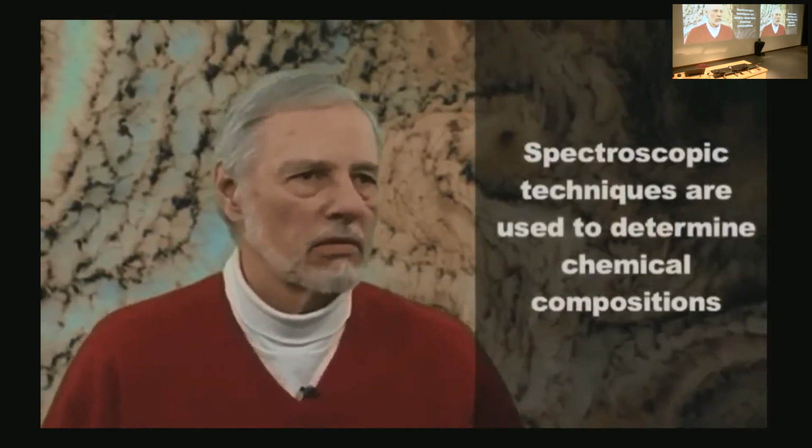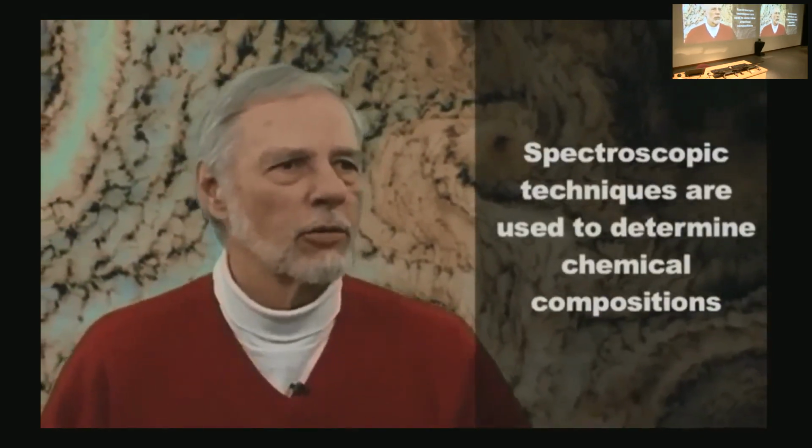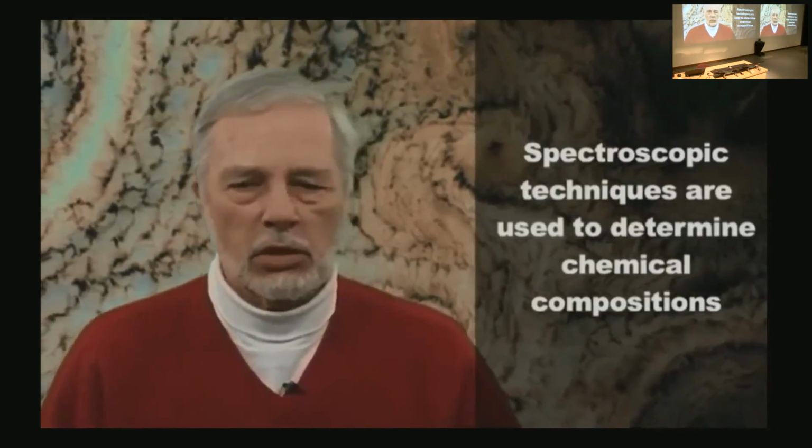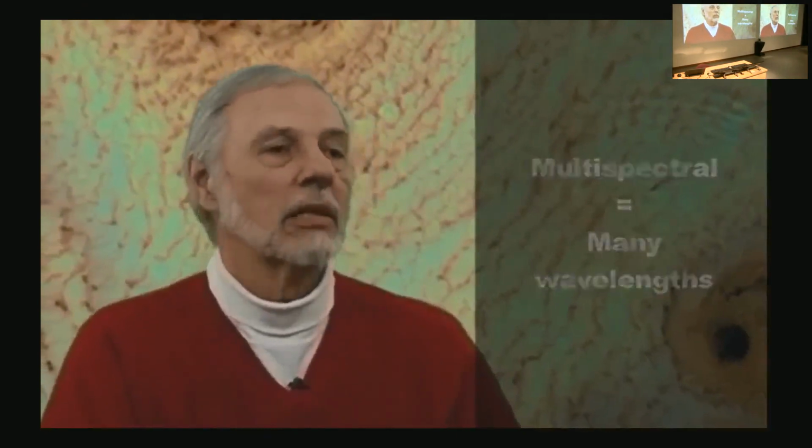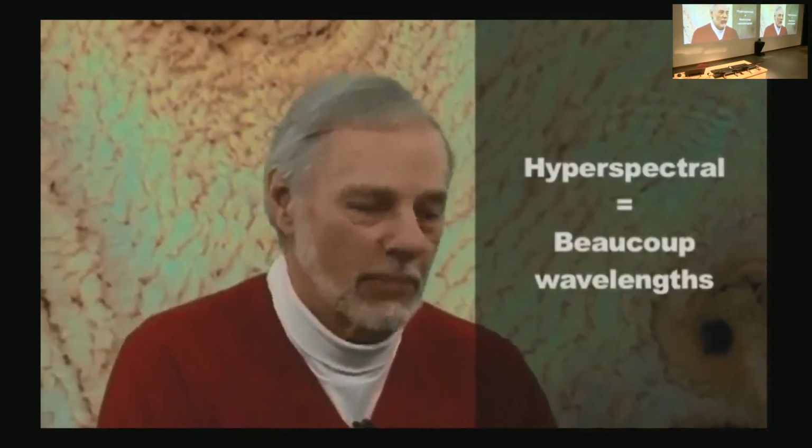Because spectroscopic techniques have been used in laboratories for decades before the first remote sensing satellite went up. They would use them to determine the chemical composition of things that had an unknown composition. Now, looking at the Earth in many wavelengths of light is multispectral. It means many wavelengths. Hyperspectral means very many wavelengths, or as the French say, beaucoup wavelengths. That is what you need in order to determine the chemical composition of what's there.